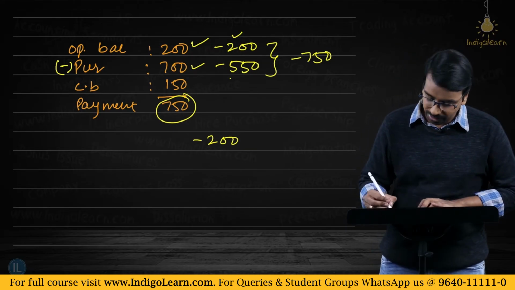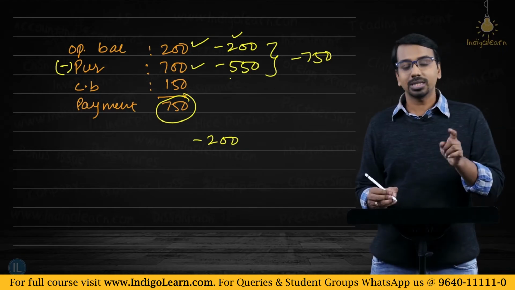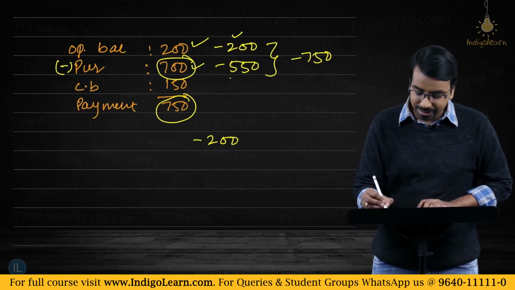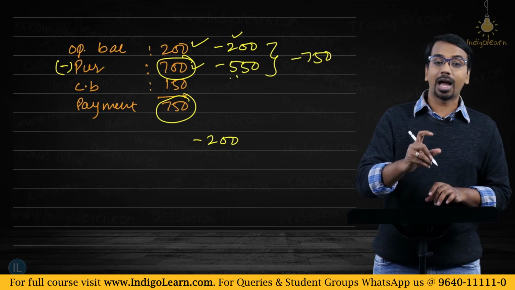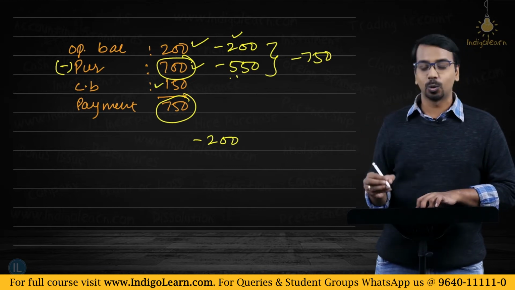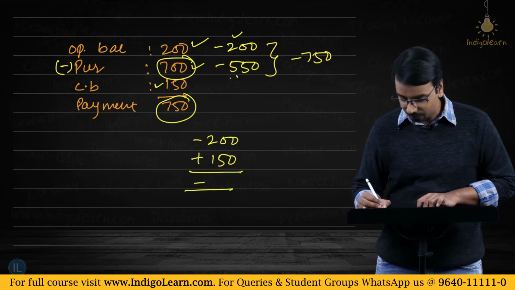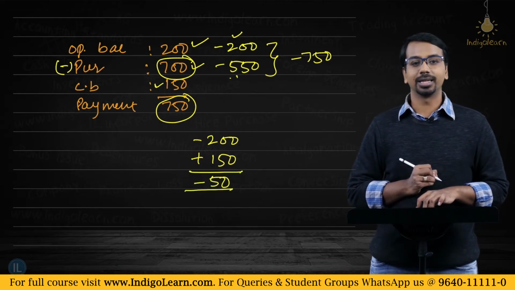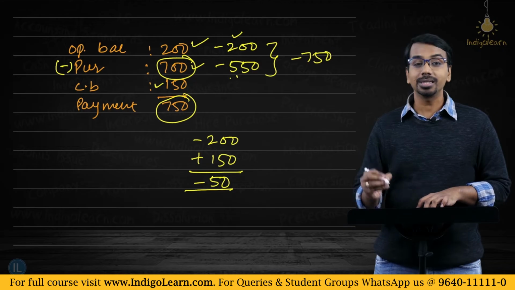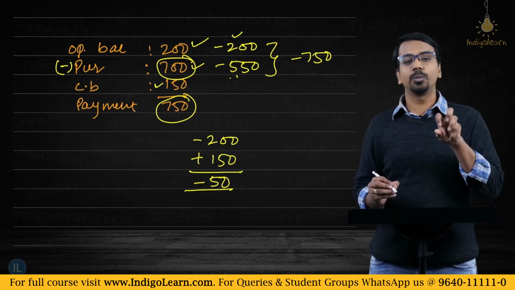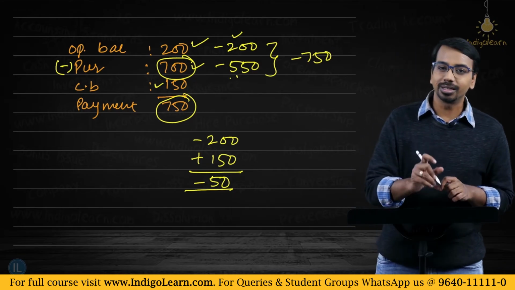So this is one number which I have to reduce, and because I have reduced 700 instead of 550, the difference I have to add back. What is the difference? That is the closing balance. So if I add back this, I get a net impact of minus 50. This has to be adjusted to arrive at the cash flow.